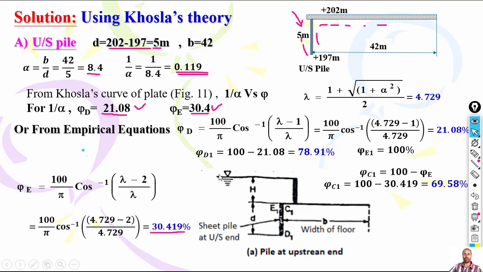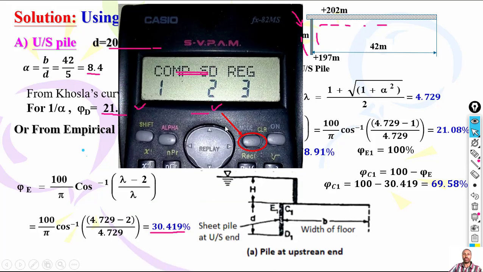So this is the width of the floor. Then you have to determine this E1, C1 and D1. And E1 is already at 100%, it is just entering. The seeping of water has 100% potential here. So that's why. So let me show you the calculator now.